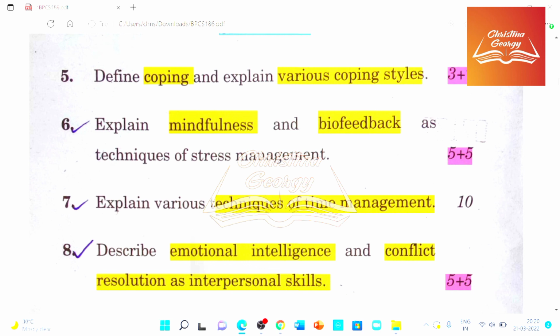Now moving on to the 8th question, describe emotional intelligence and conflict resolution as interpersonal skills. There also you can see a 5 plus 5 division. As I mentioned earlier, it would be great if you could give a small introduction to interpersonal skills before explaining the other aspects mentioned. So this is from block 2, unit 8, page numbers 107 and 108 respectively.